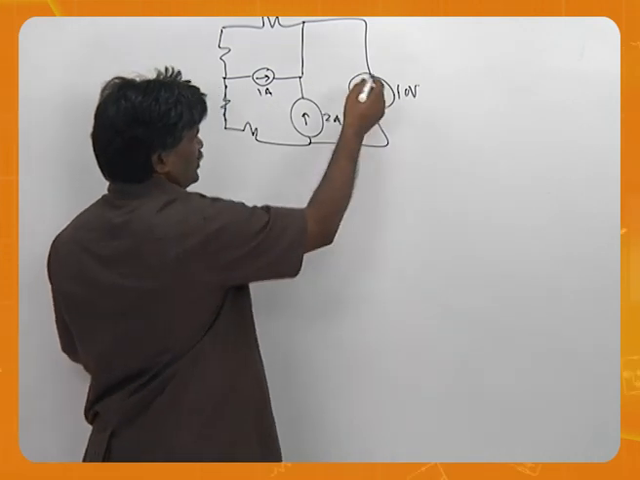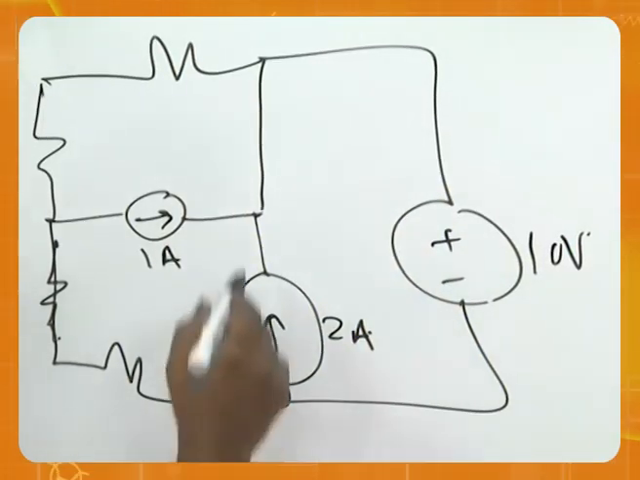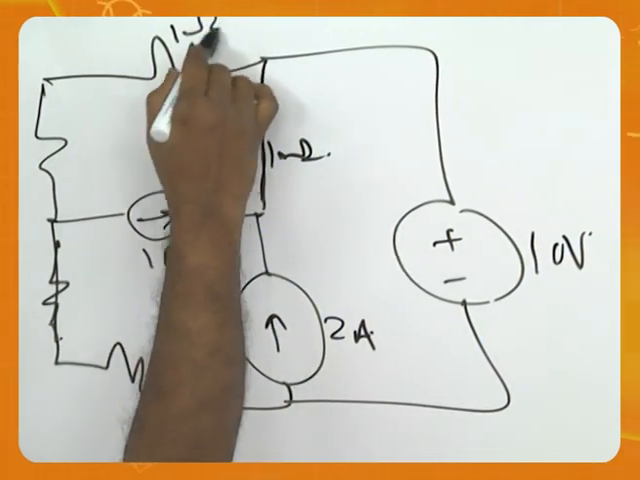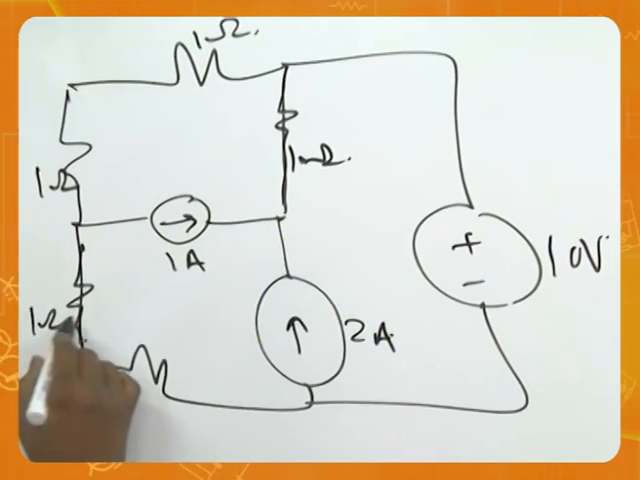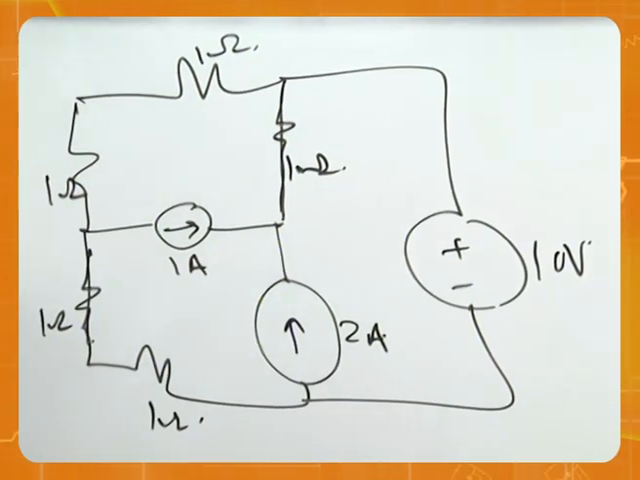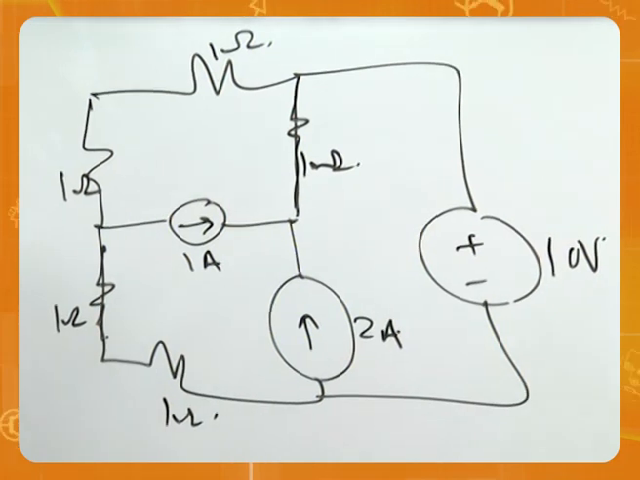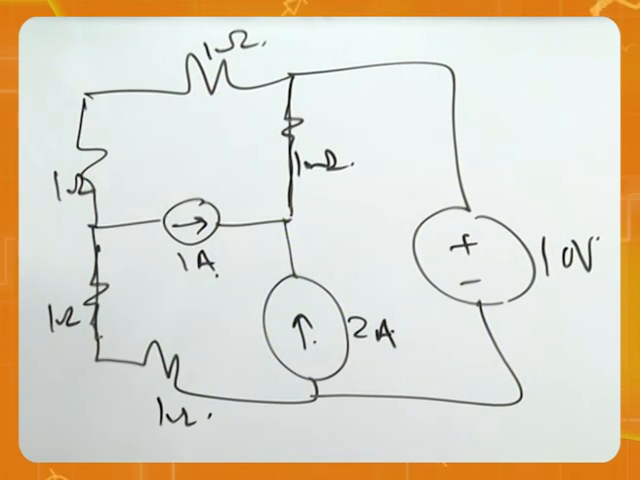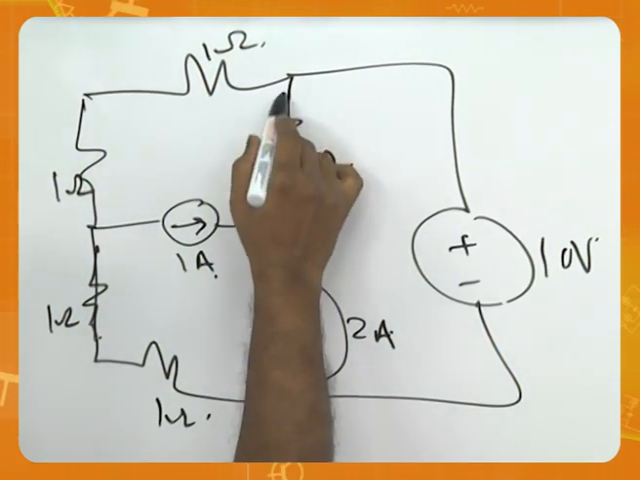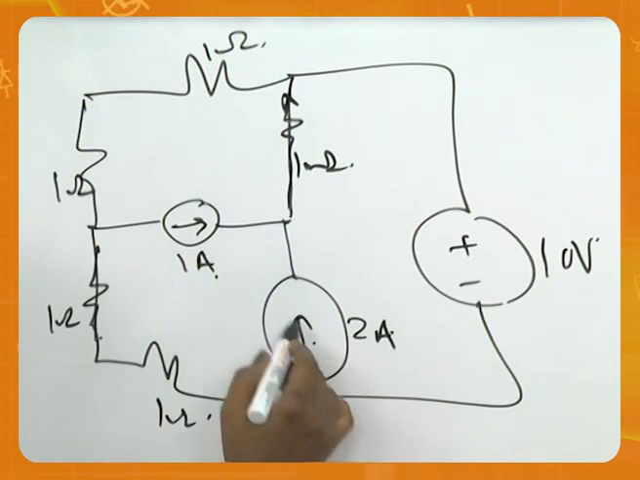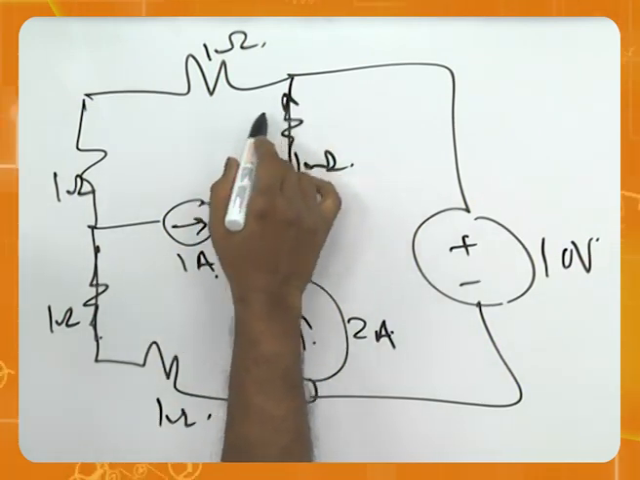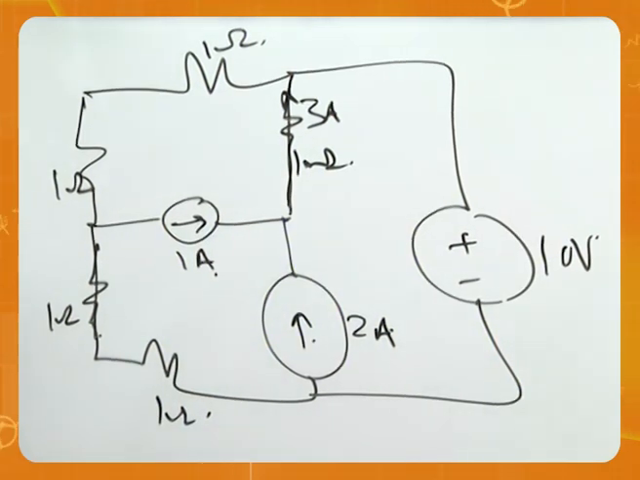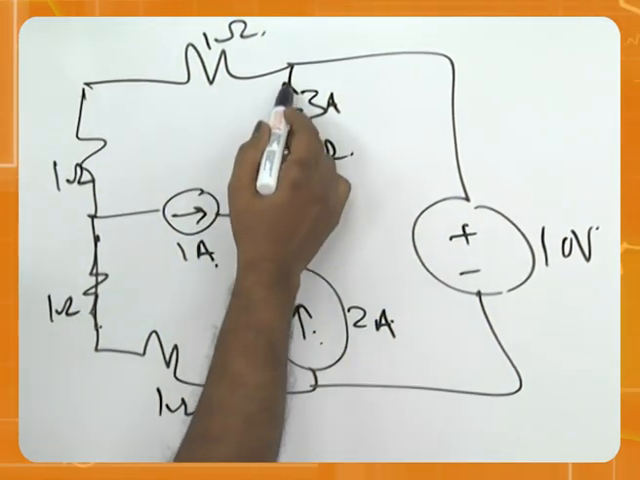To calculate how much power is supplied, here also there is a resistor, 1 ohm. This is also 1 ohm. All are 1 ohm resistors. But one thing you can appreciate, 2 amperes coming here, 1 ampere coming from here. Therefore, here totally you can say 3 amperes, because this is entering, this is entering, this is leaving.